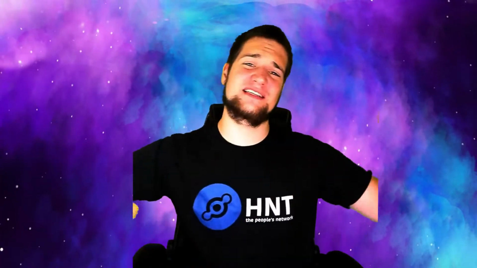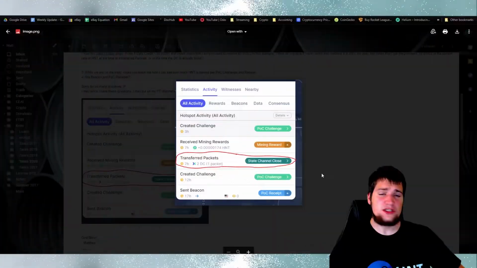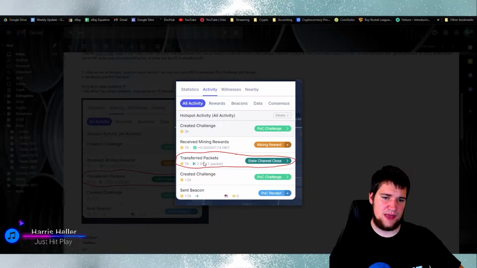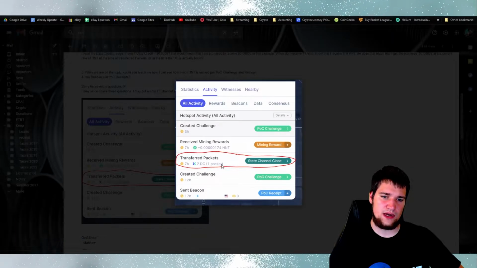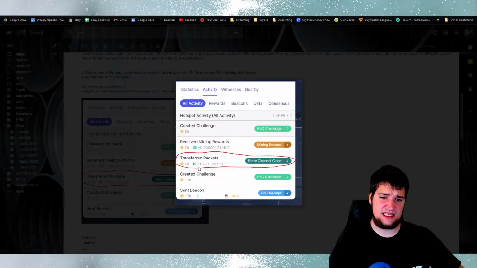What up, guys? MyLong6 here, and in today's video, I'm going to share with you how to understand data credits and the packet information that you're sending through your hotspot. So here's an example. The circled one here is transferred packets. As you can see, I transferred one packet at 2 DC. So we can see 2 DC and one packet.